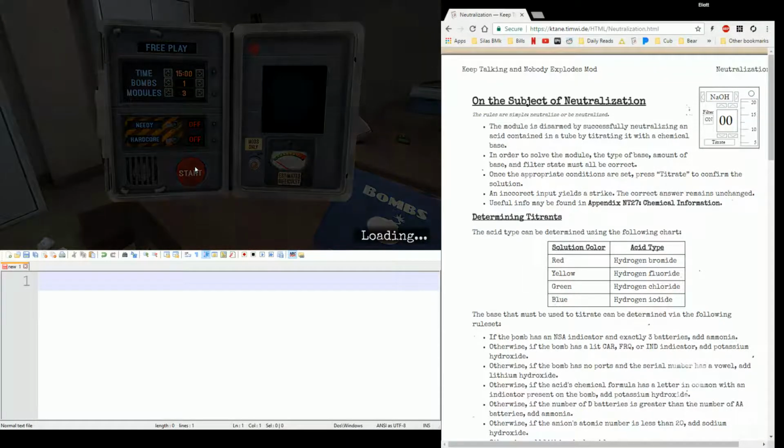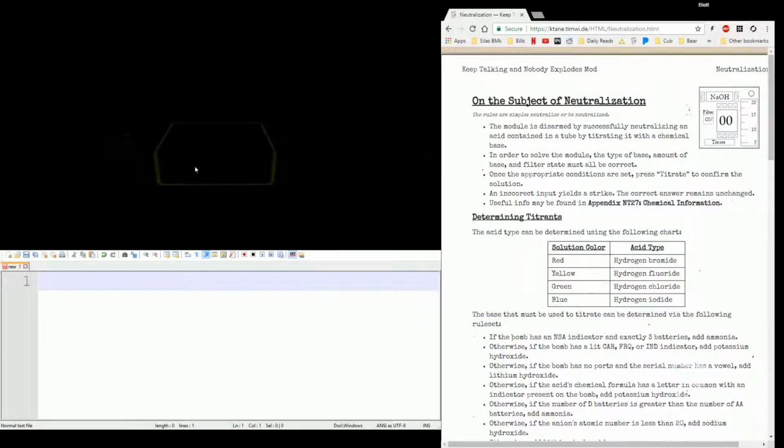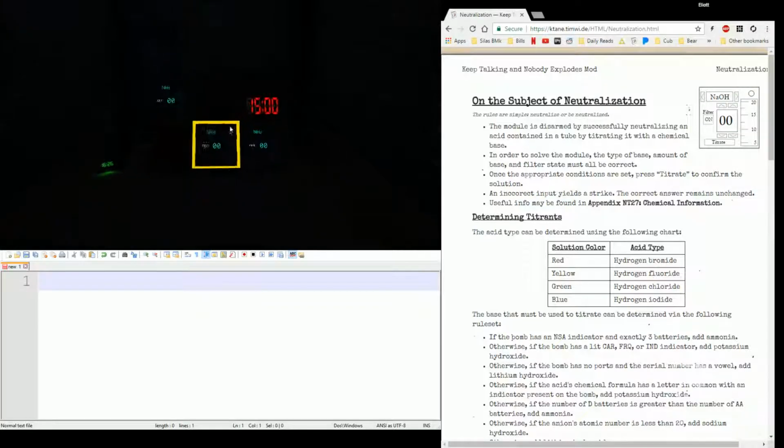This time we're going to go over the Neutralization module. Relatively new one. It's had a few changes in the manual since it first came out, so we're going to look at the newest version and see how we're going to solve this. Now this does require edge work, so we're going to start with that as usual.